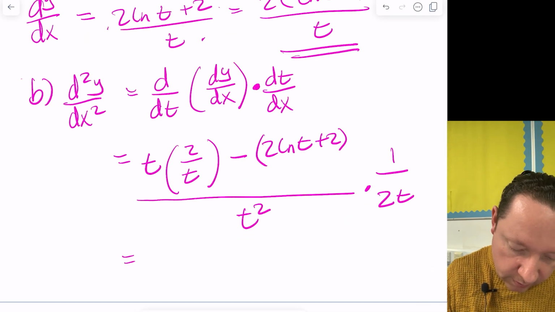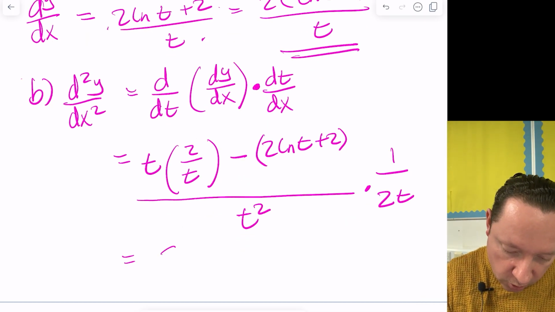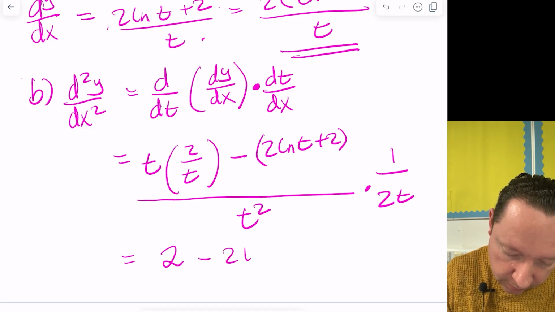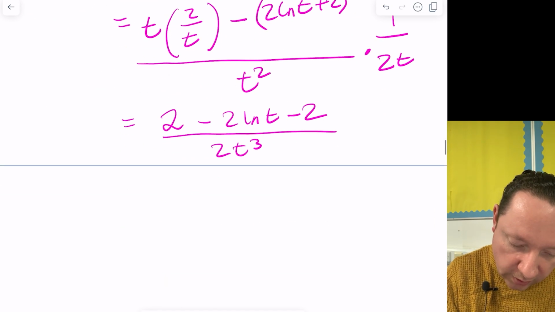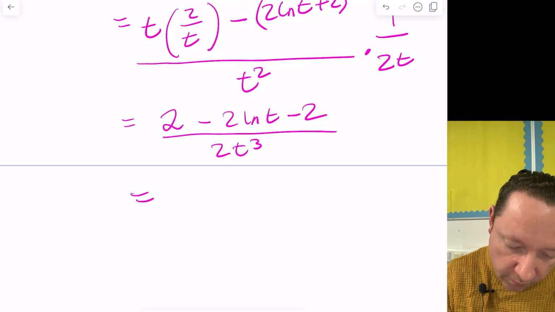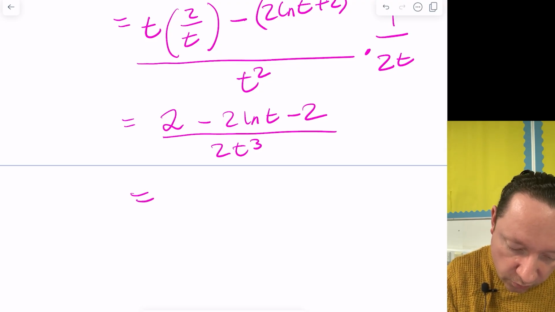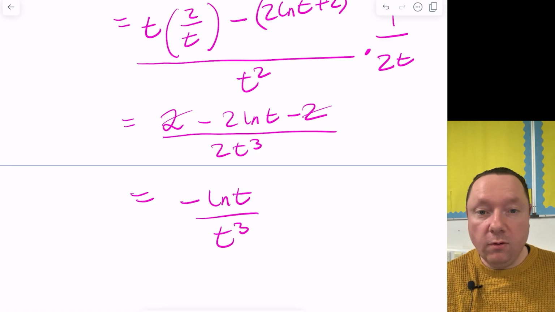So that gives me t over t is 1, so that's 2. Watch for your signs here. Minus 2 log t, and it's minus 2, all over t squared times t is t cubed, 2t cubed. So obviously you can see the 2s cancel. So dividing through by 2, they're gone. 2 divided by 2 is 1, so minus log t over t cubed. And I think I'll leave it like that.